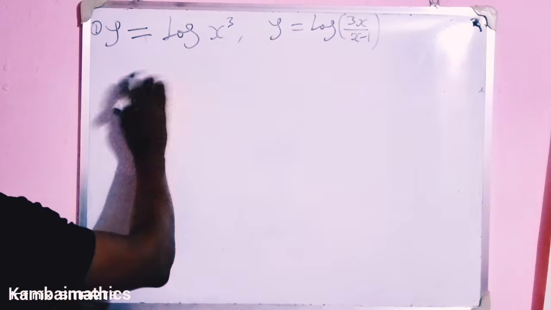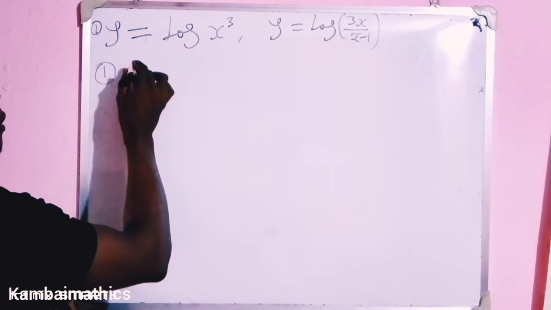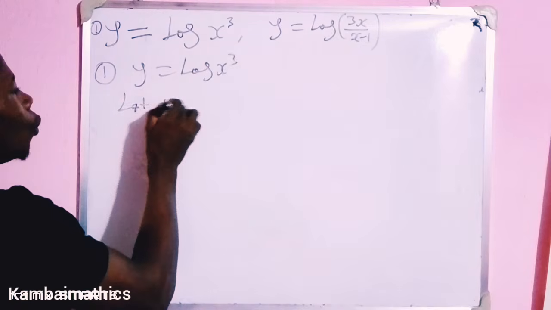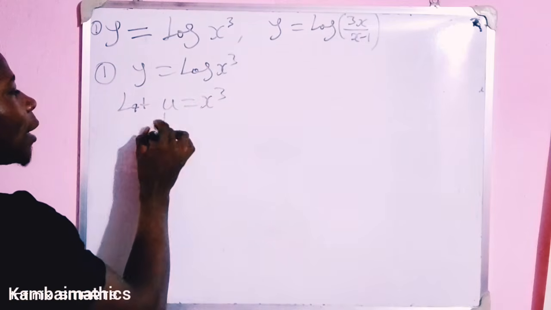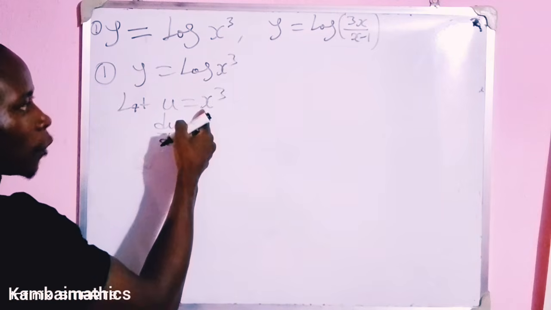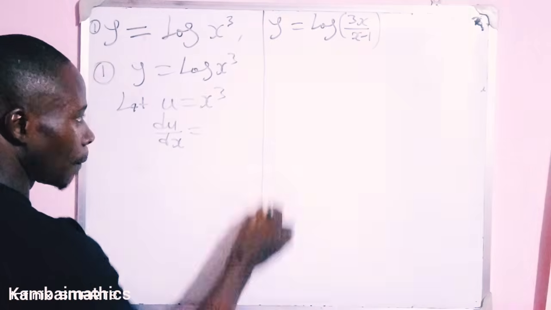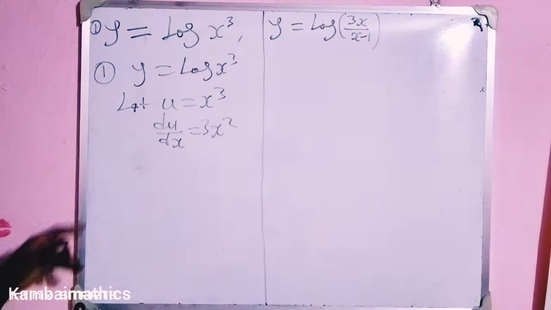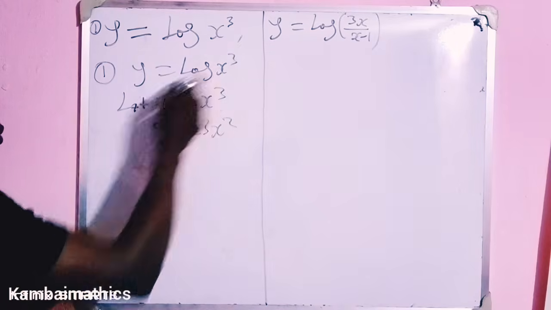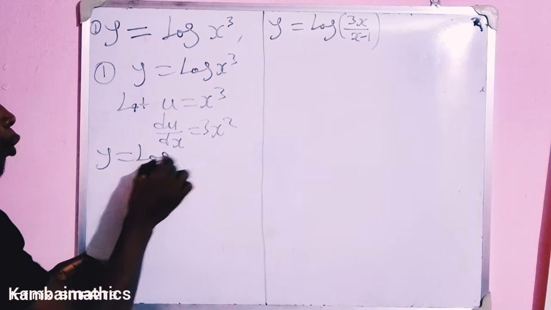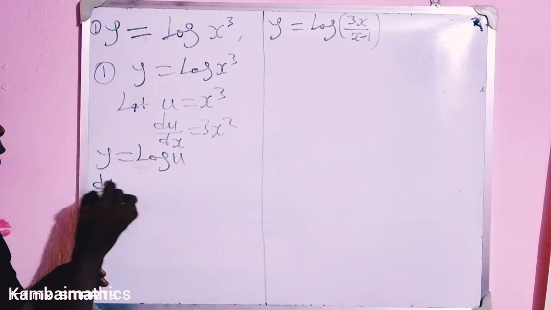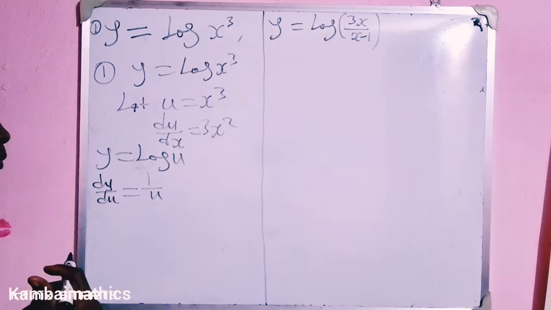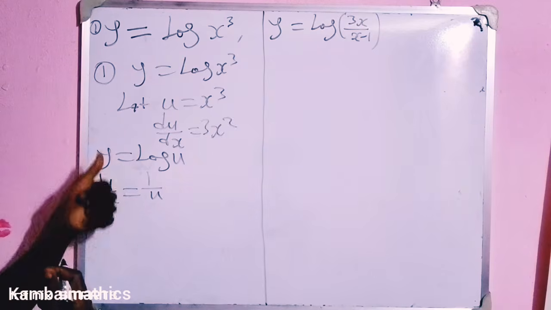First of all, number one, since y is equal to log x raised to the power of 3, you let u be equal to x raised to the power of 3, so that du all over dx will give us 3x squared. Since we let this be u, our y will be equal to log u, and then dy all over du is equal to 1 all over u. Refer to the other table that I've already given: when you differentiate logarithm function, you have the inverse of it.